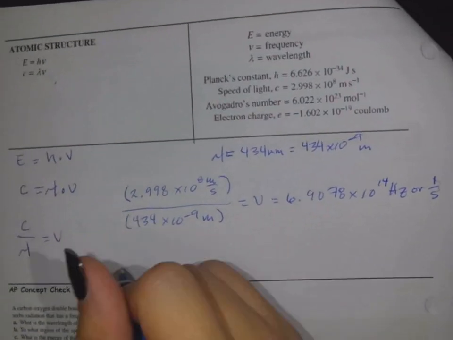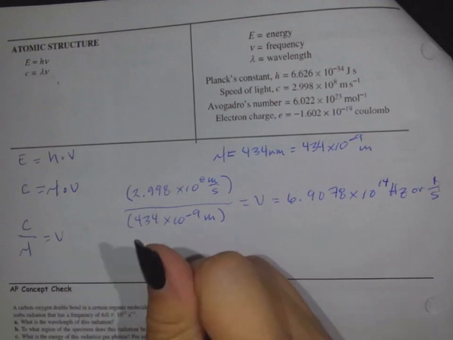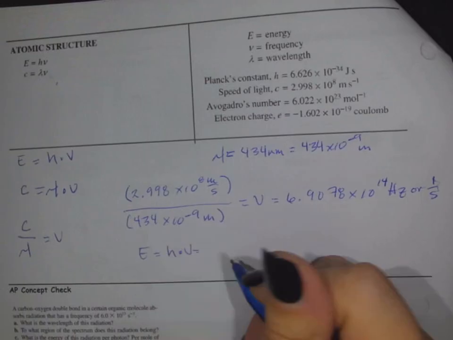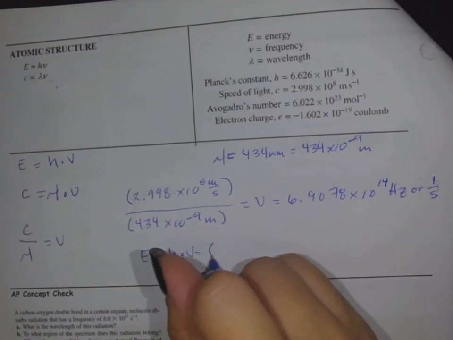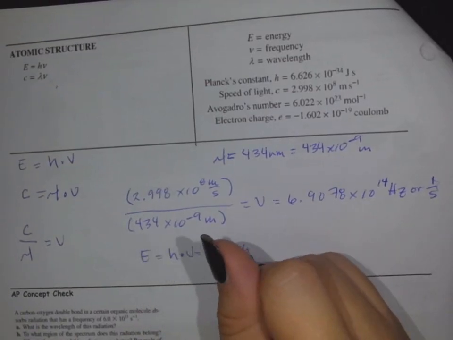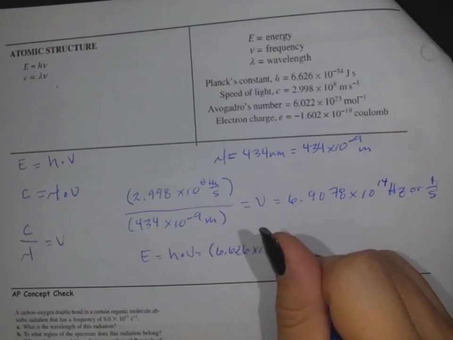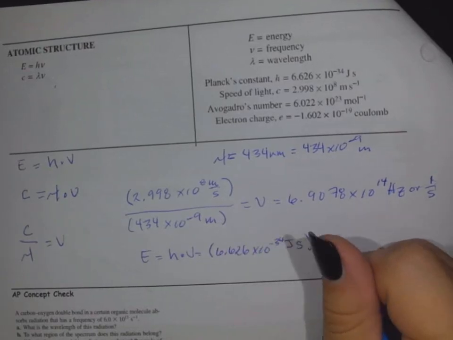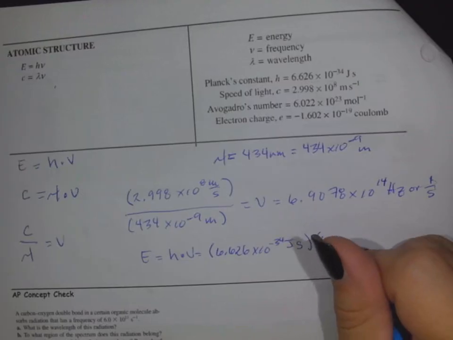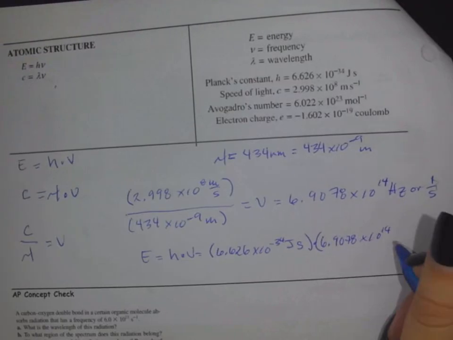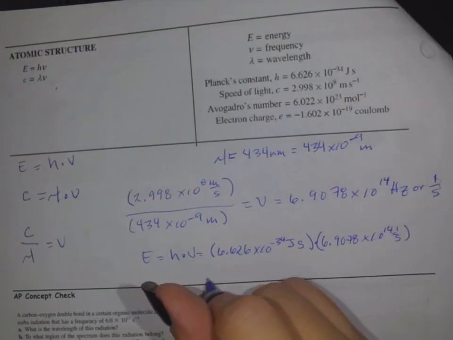Okay, now I'm going to take that number and I'm going to multiply it by Planck's constant. So I'm going to do 6.626 times 10 to the -34 joule seconds, and I'm going to times that by my frequency, 6.9078, etc., times 10 to the 14th inverse seconds.